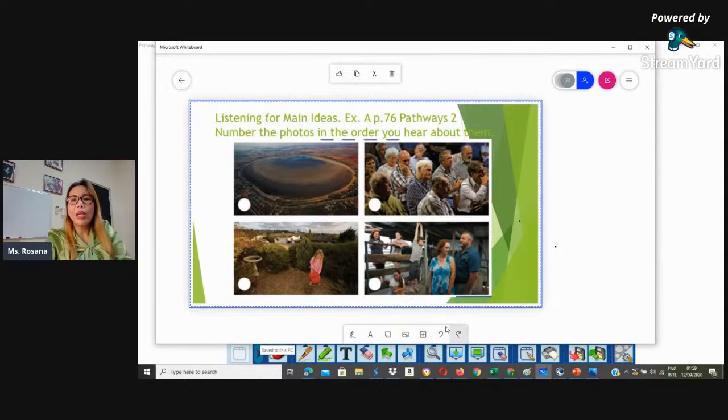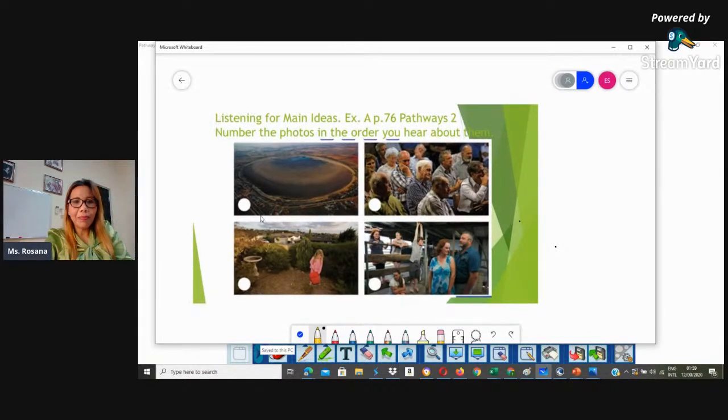Okay. Now you can either use a digital pen to write or to doodle on this whiteboard app, or you can type up your answer. Okay. So if you think that the first photo is this, number 1, then you can just write down 1 on the side, okay? And if you think that the third photo is the second one in order that you hear them, then you've got to write number 2 on the side, all right? Or you can type up your answer, okay?